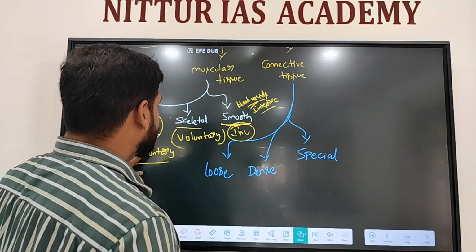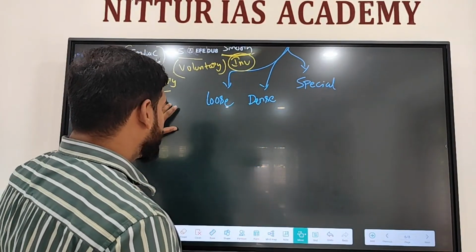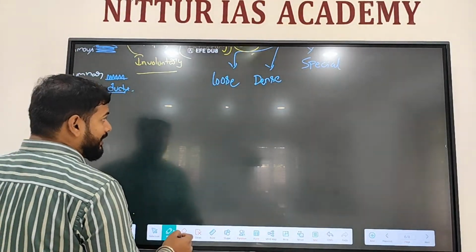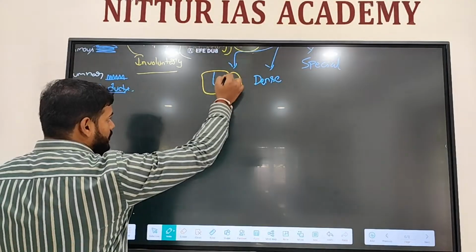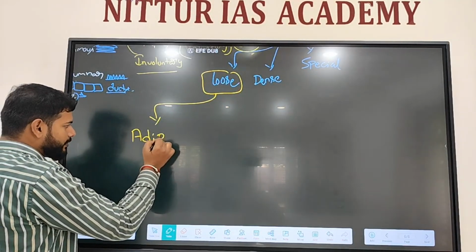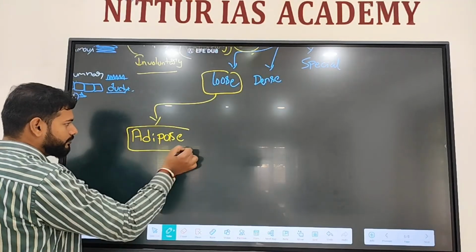Connective tissue. Under connective tissue, we have loose connective tissue, dense connective tissue, and special connective tissue. Under loose connective tissue, we have adipose tissue.